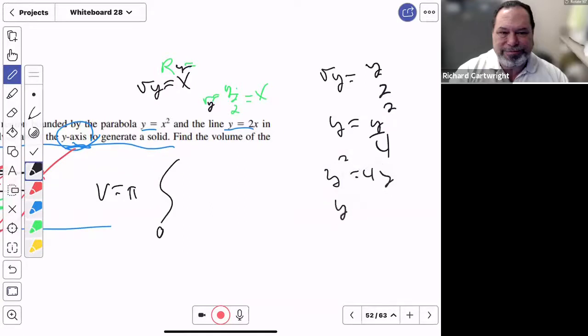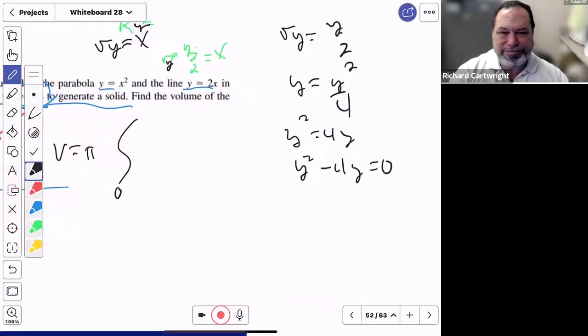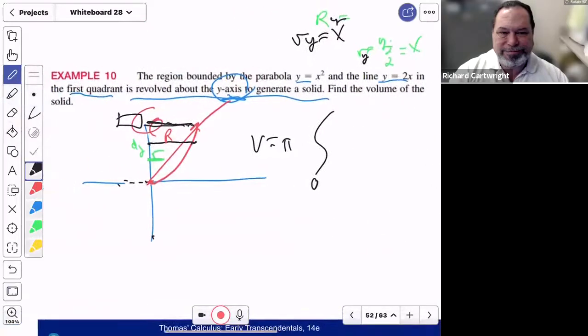Y squared minus 4y is 0. I think I have it right. Somebody stop me if it's wrong. Nobody's saying anything. Okay, I'm going to run with it then. Factor out what's in common, a y. That leaves y minus 4 equals 0. So there's my 0, and then my y is now a 4. So 0 to 4.